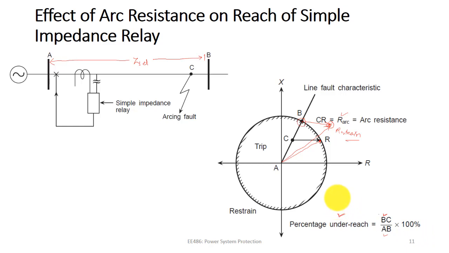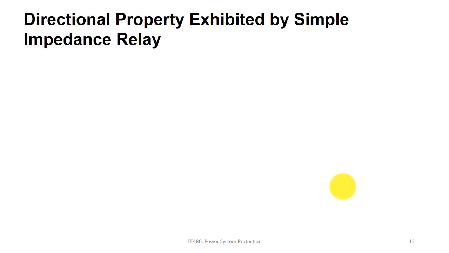In fact, this kind of relay is called a distance relay, because we are considering the distance, right? Always when we are calculating the impedance, the distance is the major factor, the distance of the fault location from the relay point. Therefore it is known as the distance relay, right? We call it distance protection schemes. Then let us examine whether the simple impedance relay exhibits a directional property or not.